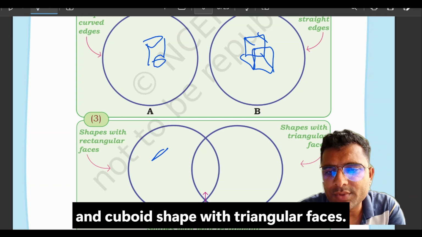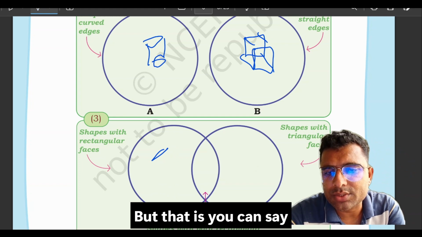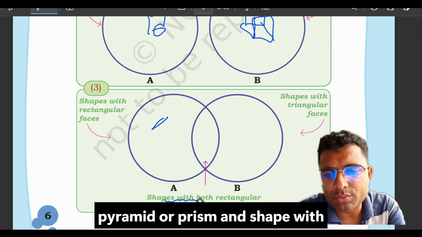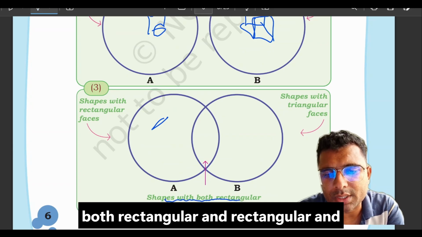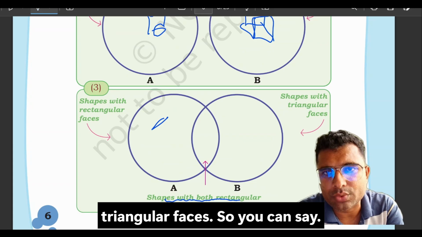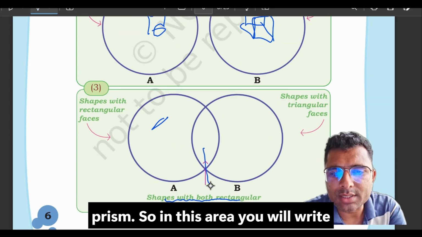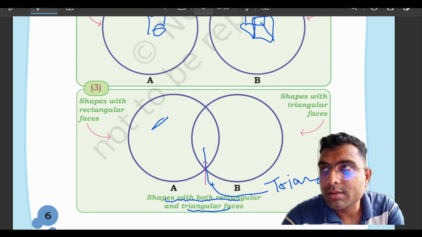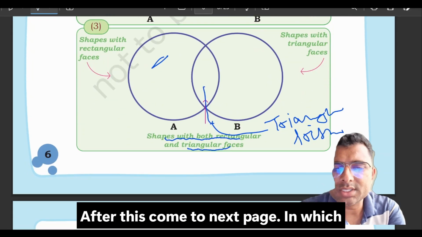Okay, shape with triangular faces, bachcho, that you can say is pyramid or prism. And shape with both rectangular and triangular faces, so you can say triangular prism. So in this area you will write triangular prism. After this, come to the next page.